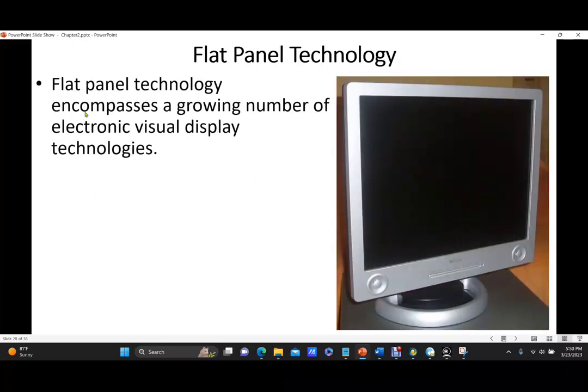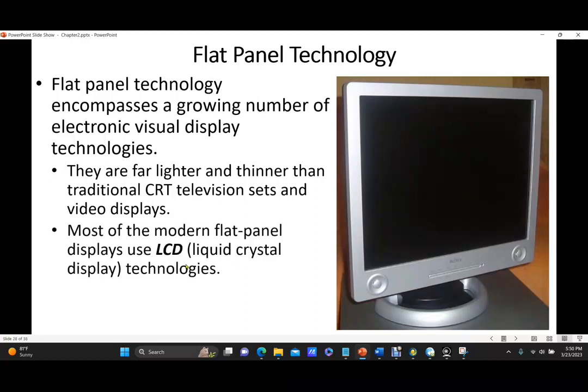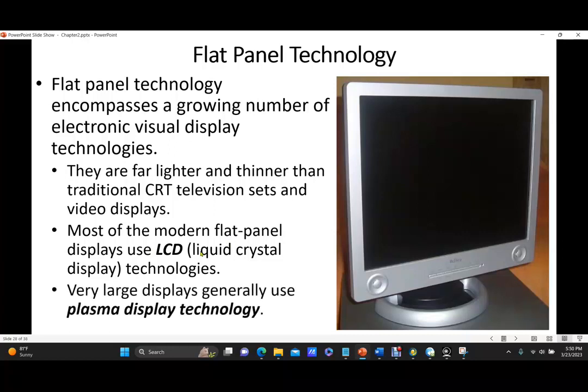Flat panel technology encompasses a growing number of display technologies. They are lighter and thinner than the cathode ray tube, and most of them are liquid crystal LCD technologies. Very large displays tend to use plasma technology.